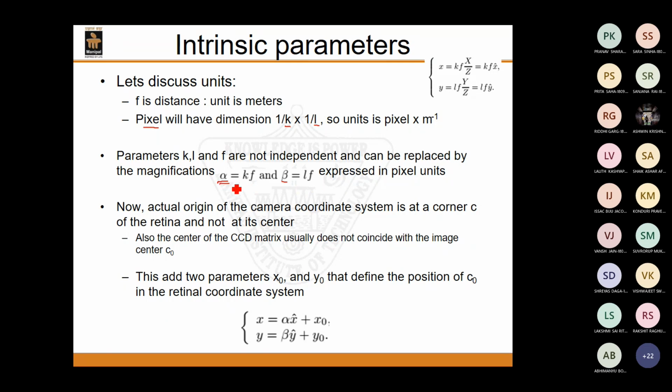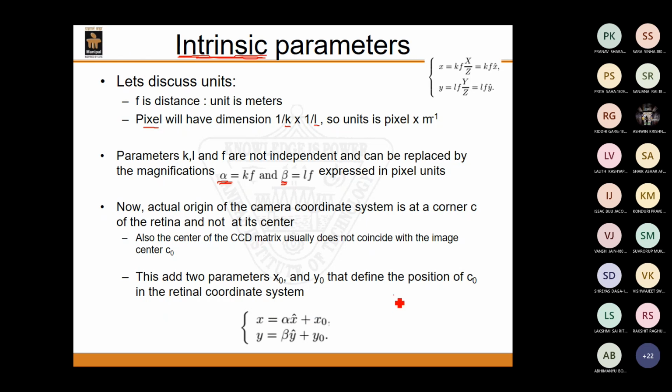So here this alpha and beta, these magnification factors, are one set of intrinsic parameters of the camera. What we are discussing here is we are trying to find out what the intrinsic parameters of the camera are. So when you say internal parameters of the camera, what all does it signify? One set of intrinsic parameters is alpha and beta, which basically is a function of the pixel dimensions, right?